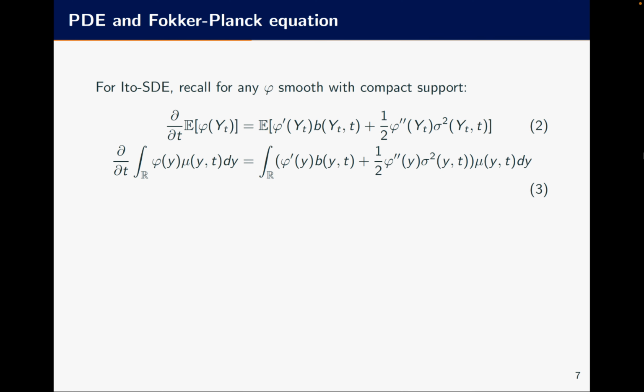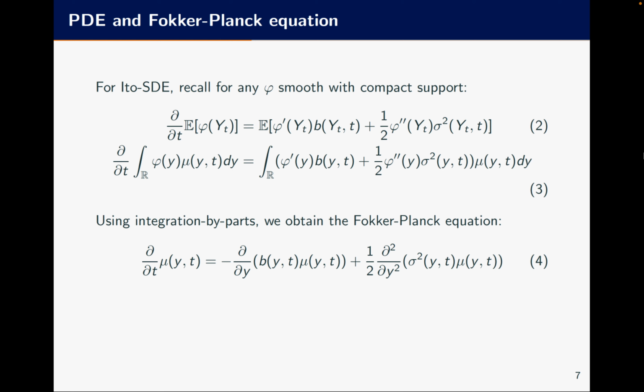PDEs and the Fokker-Planck equation. For E2SDE, recall for any smooth test function with compact support, we can apply Ito's lemma, take expectations to get rid of the martingale term, take the partial derivative with respect to time to look at how mu changes with respect to time, rewrite the expectation as an integral against the measure mu, do integration by parts, collect all the terms to get a product of the test function and the terms of the PDE, set this to 0 for all test functions to obtain the Fokker-Planck equation.